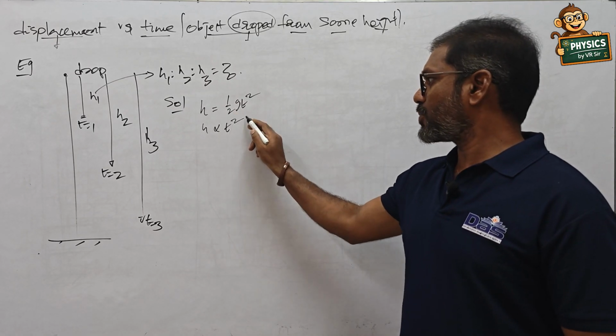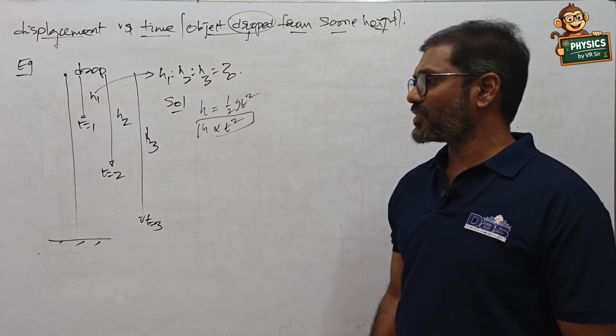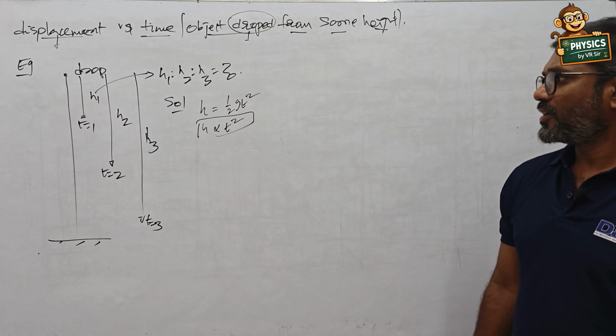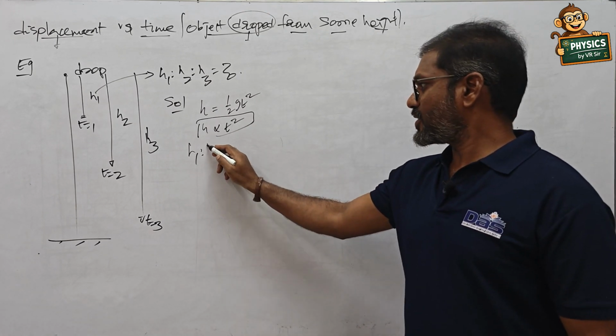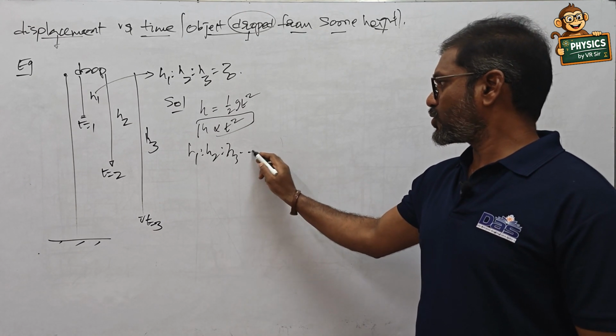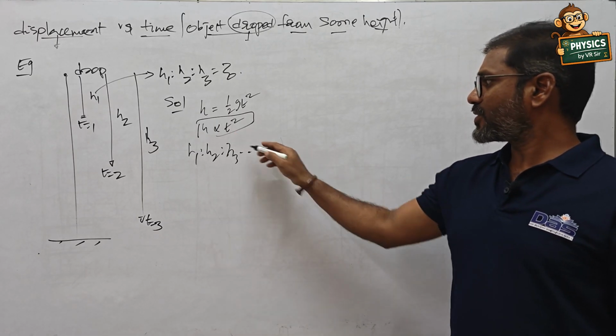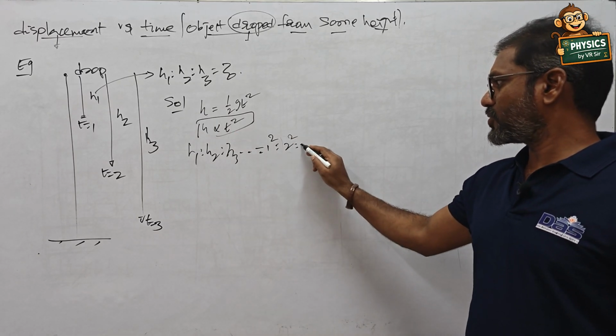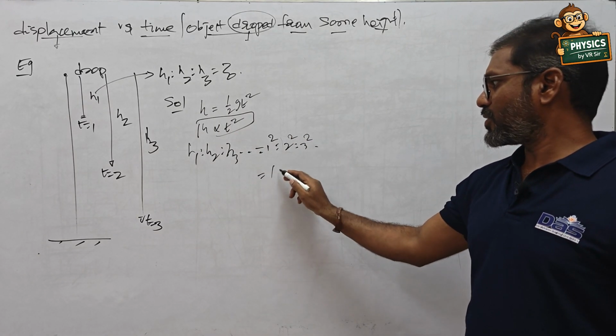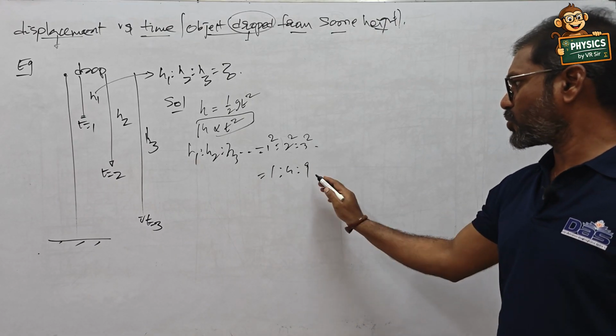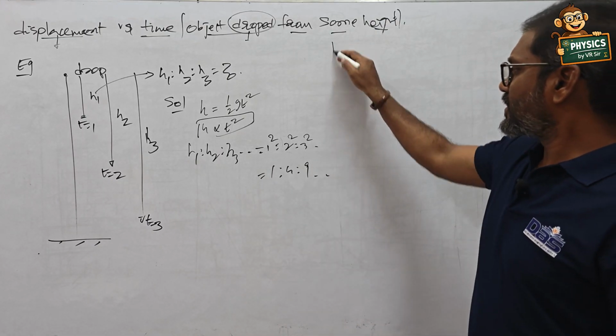Depth fallen is directly proportional to t square, because g by 2 is a constant. Now what is the ratio h1 to h2 to h3 and so on? You can write it as 1 square to 2 square to 3 square and so on. So this must be 1 to 4 to 9 and so on. Therefore, this is the conclusion.